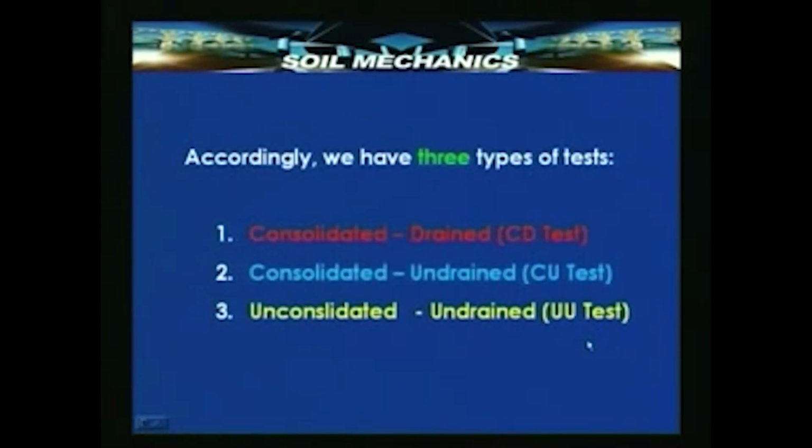We have three well known combinations of tests: the consolidated drained, consolidated undrained, unconsolidated undrained. The first one is commonly called the CD test, the second one the CU test, the third one the UU test, or sometimes these are also known as the S test, slow test, and the Q test, quick test.